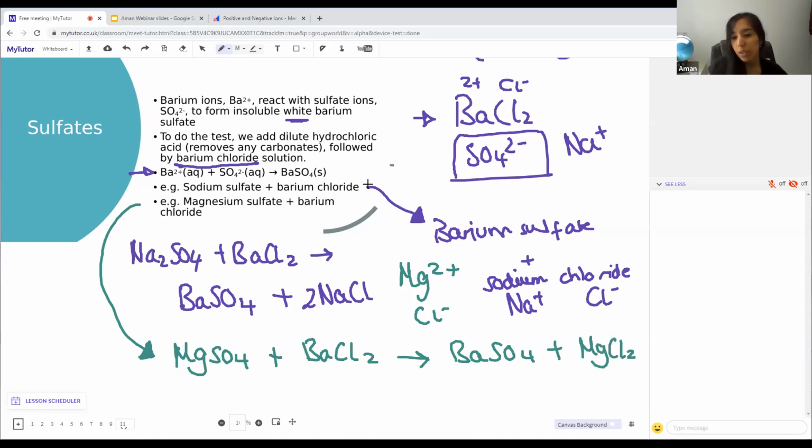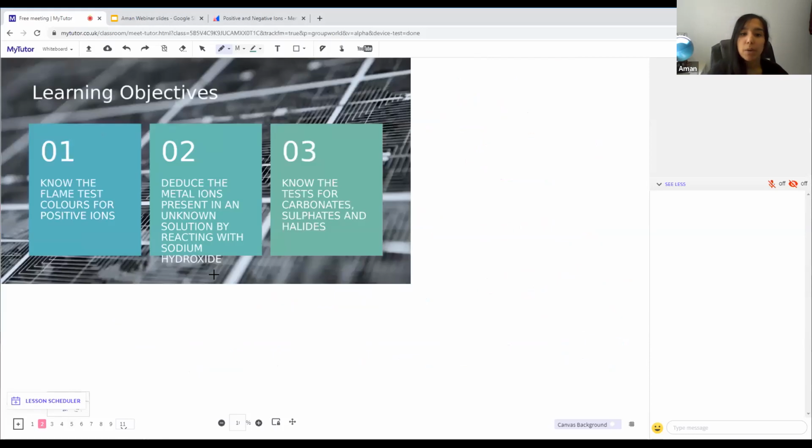So MgCl2. And if we have a look at the balancing of this, 1 magnesium, 1 magnesium, 1 sulfate, 1 sulfate, 1 barium, 1 barium, 2 chlorines, 2 chlorines. So no balancing required, it's already all balanced. Excellent. Everyone that gave me your answers, as I said, you were all mostly correct, so very well done. Okay, before we do our quiz to finish off today, let's go back to our learning objectives and make sure everyone's happy. So know the flame test colours for the positive ions.